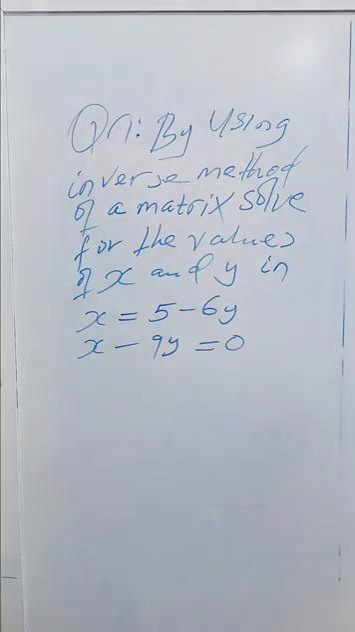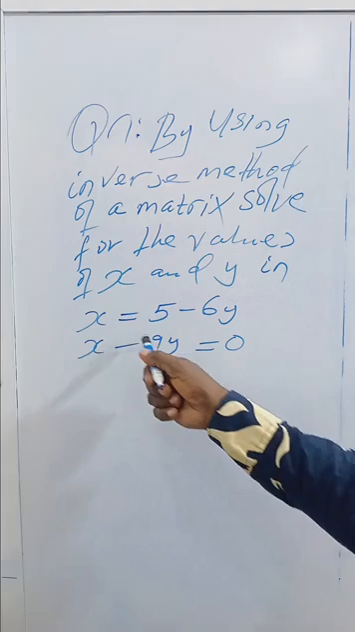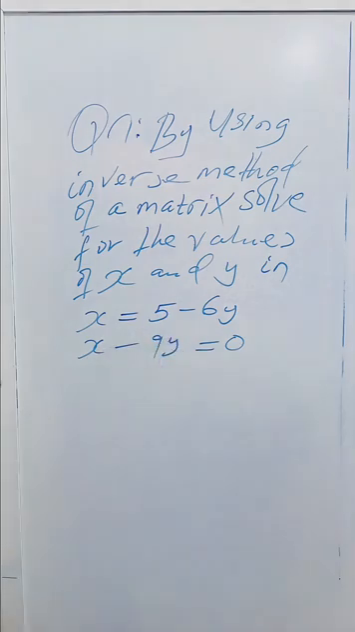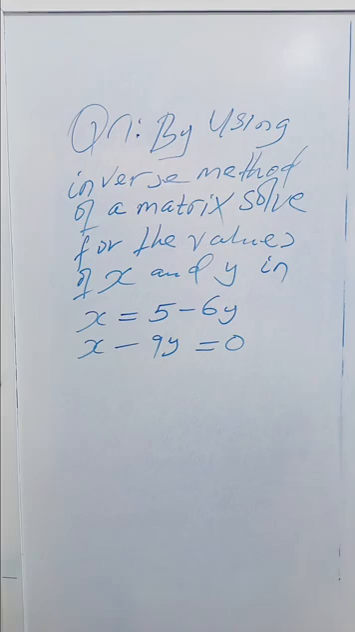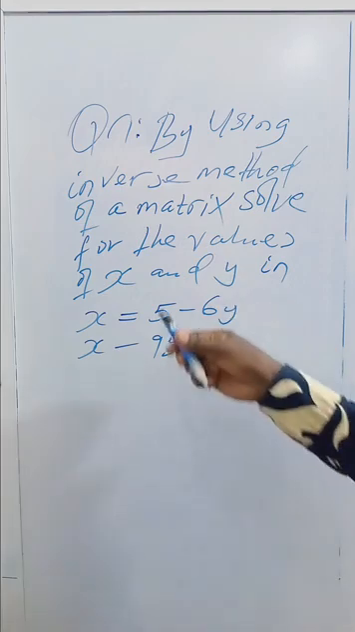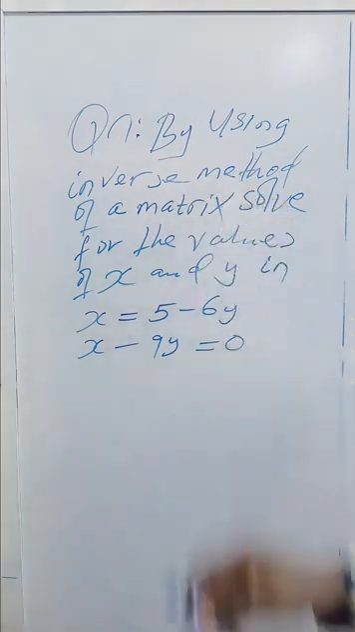Today we have this session of solving math questions from our Form 4 topic called matrices. Here's the question: by using the inverse method of a matrix, solve for the values of x and y. We have x equals 5 minus 6y, x minus 9y equals 0. So these are the two equations you're supposed to solve simultaneously, but this time around, we have to use the inverse method.